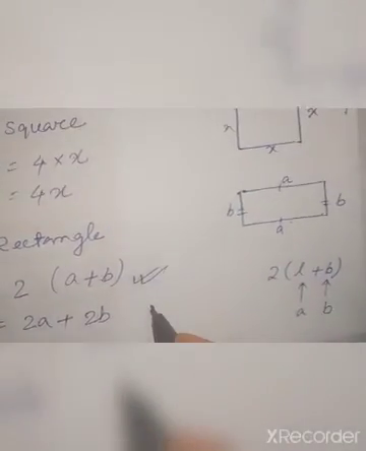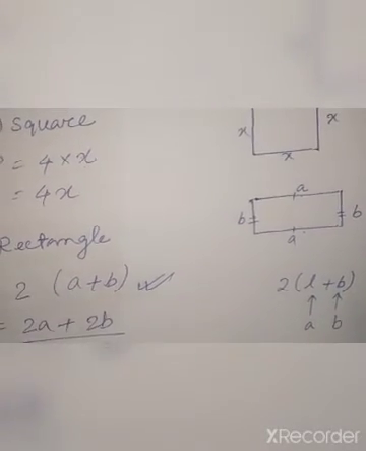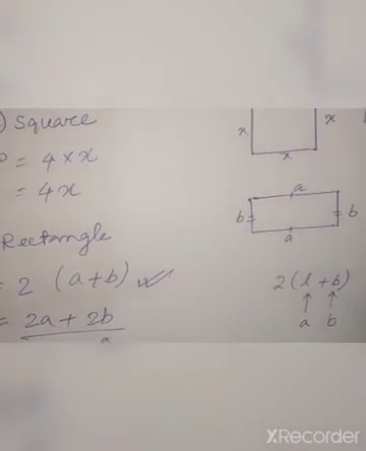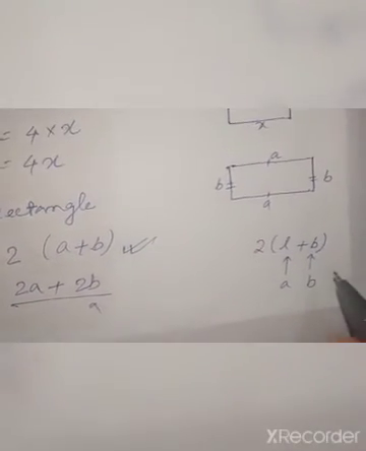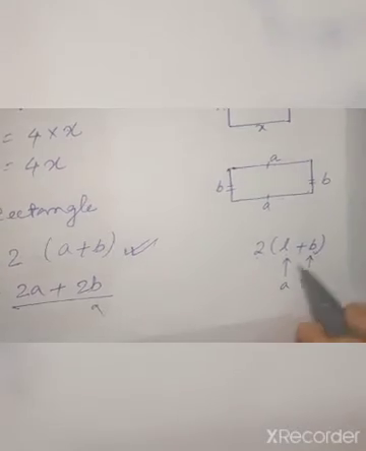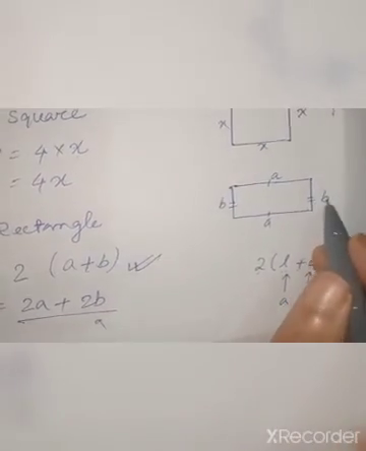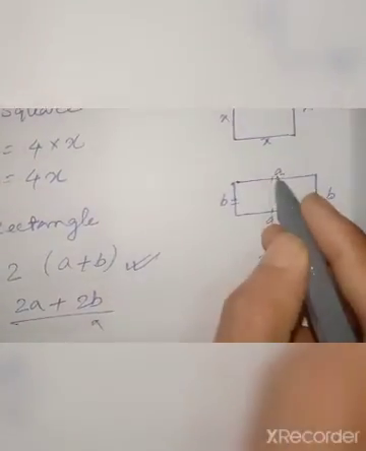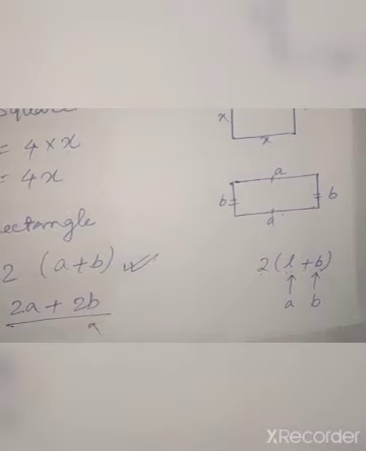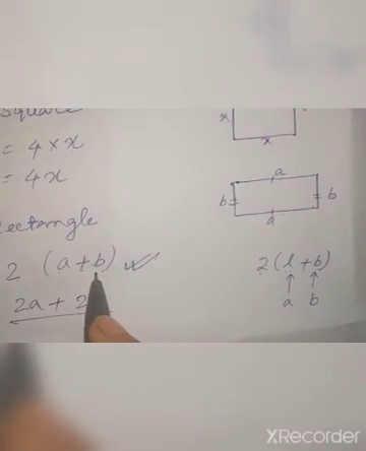This is correct. Okay, no need to write this line. This is no need. Understand? Just remember the formula of the perimeter, and we know the formula is 2 into L plus B. So L is equal to A, I have put, and B is equal, breadth is equal to B. You can put X, Y also. Okay, if you put X here, Y here, then what will be the formula? 2 into X plus Y. Okay, understood?